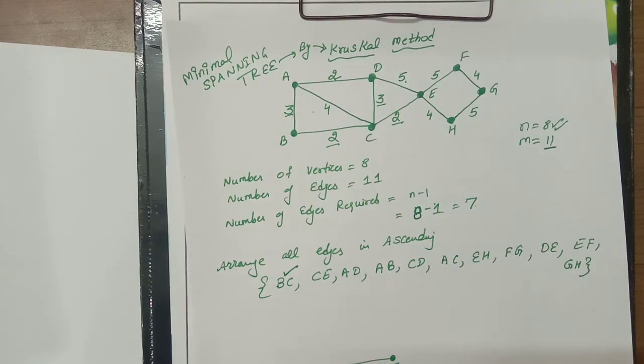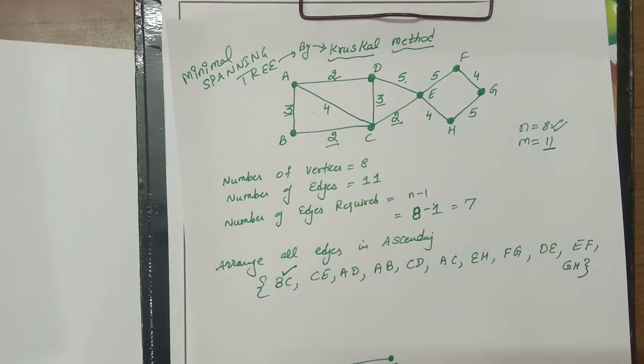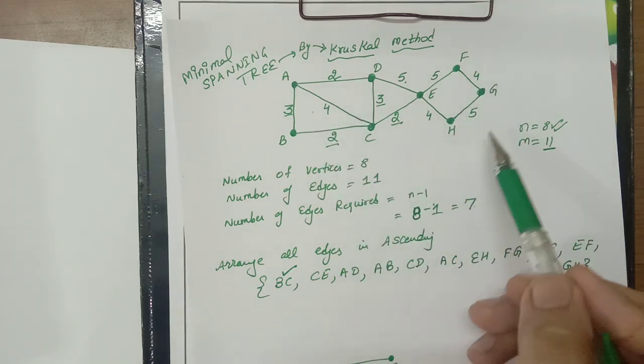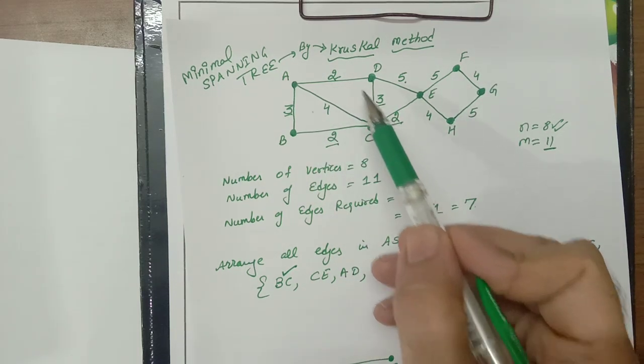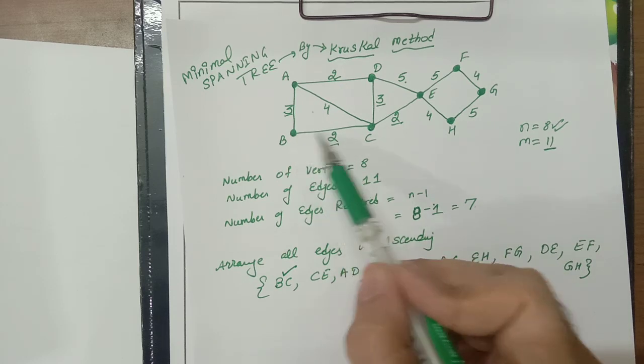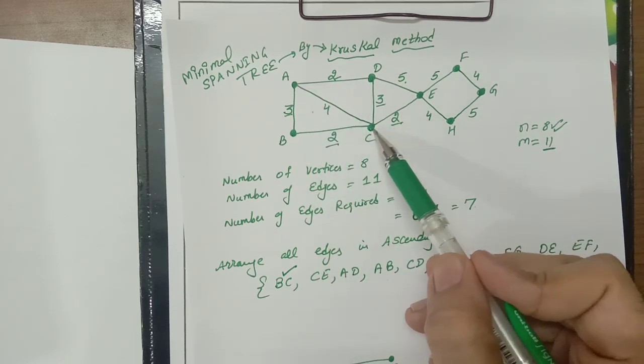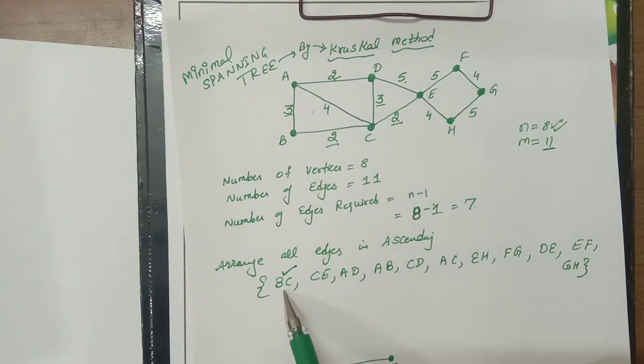So what is Kruskal method? In Kruskal method, first of all you have to arrange all the edges in ascending order. If two or more edges have same weight, you can write anyone at first place and then second place. Like in this graph, minimal edge is 2, but it is occurring at 3 places. One is BC, one is AD, another is CE. So I have written first BC, then CE, then AD. You can interchange them also.